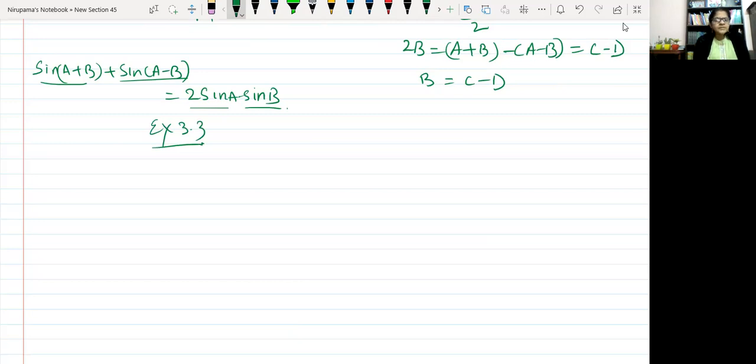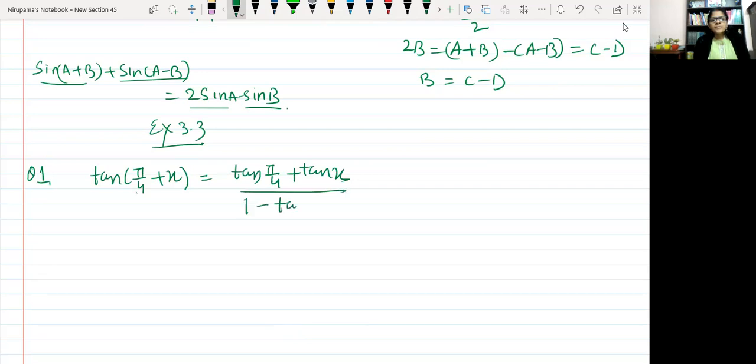So to start with, I'm just writing the questions as per my sequence. If you have tan(pi/4 + x), what will be this? It can be written as tan(A+B), meaning tan pi/4 plus tan x divided by 1 minus tan pi/4 into tan x. As you know, tan 45 degrees is 1. So (1 + tan x) by (1 - tan x).